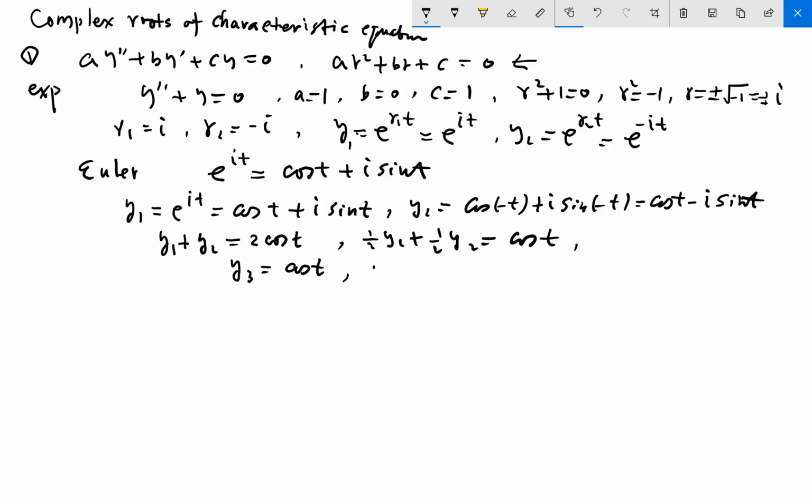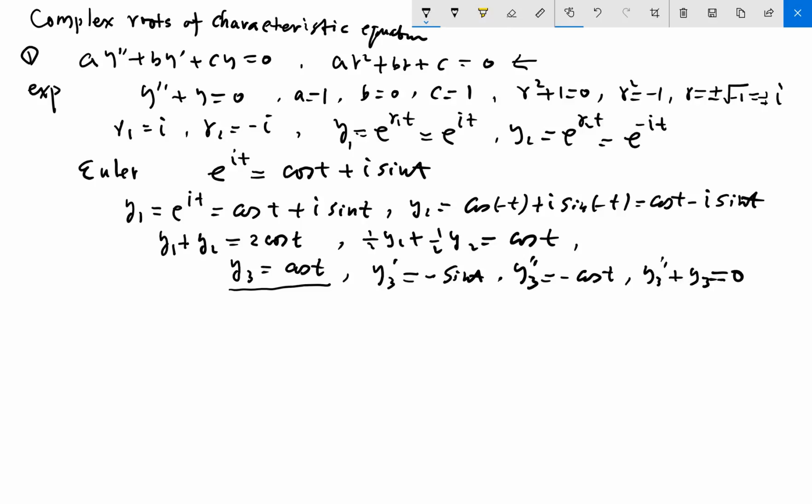What do you need to do to check? Take a derivative and put it back in the equation. Taking the derivative once gives you negative sine t. Taking the derivative twice gives you negative cosine t. So y3 double prime plus y3 gives you 0. So we find a real solution, which is y3 equals cosine t.